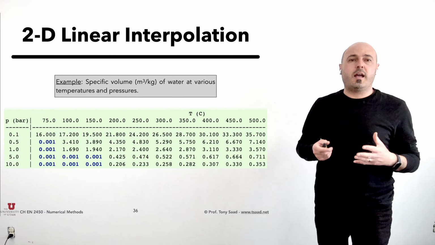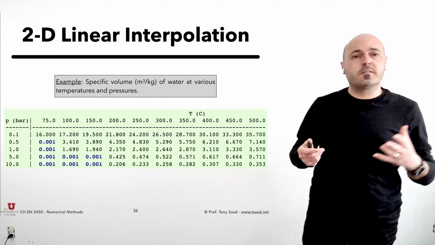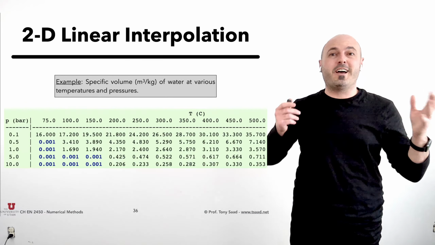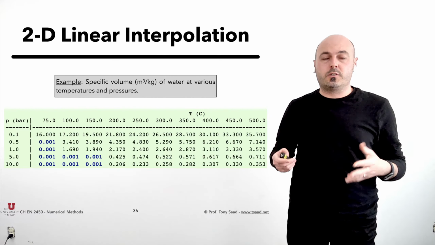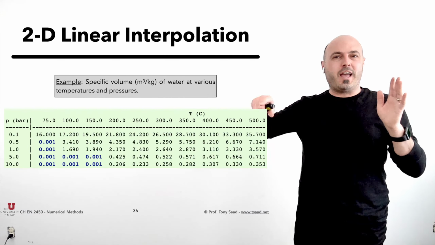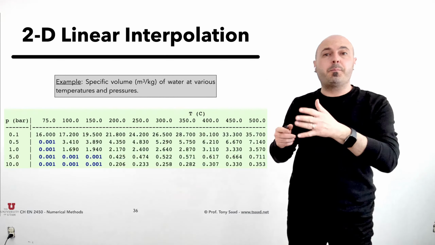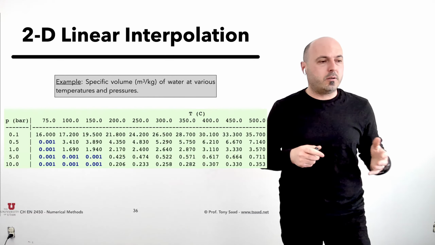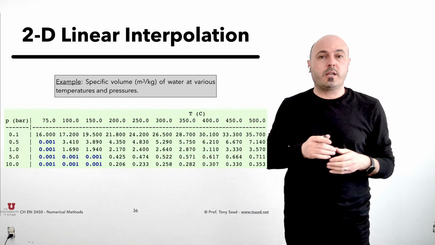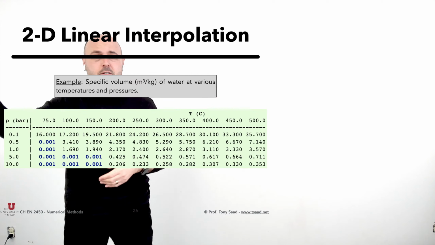Assume now that you have 2-dimensional data. For example, now you have the specific volume of water at various temperatures or pressures. Another example we will do is that you have a heat distribution with X and Y on a plate. So our independent variables now are pressure and temperature, shown here in the first column over there.